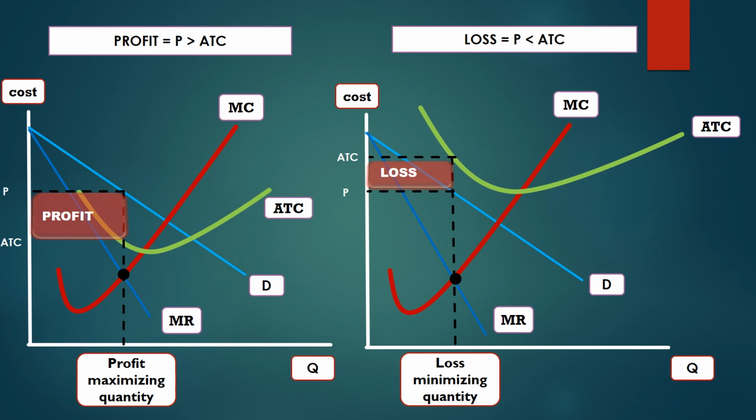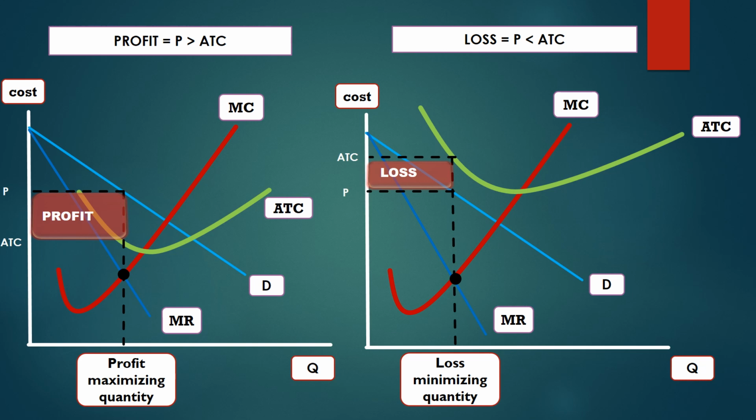You go up, hit the average total cost curve, that's your ATC. What will be your price? Exactly like monopoly, you hit the demand curve and the parallel is your price. What about profit? The profit is the area above the average total cost and below the price and demand curve.